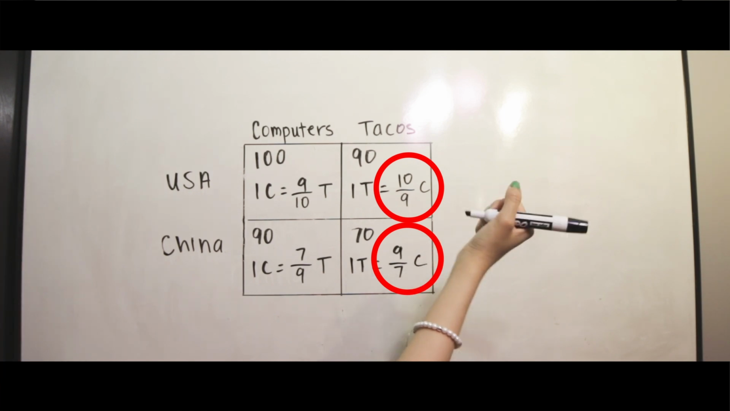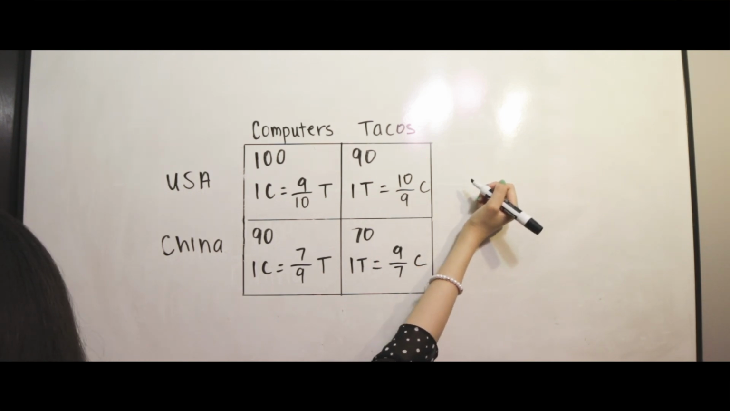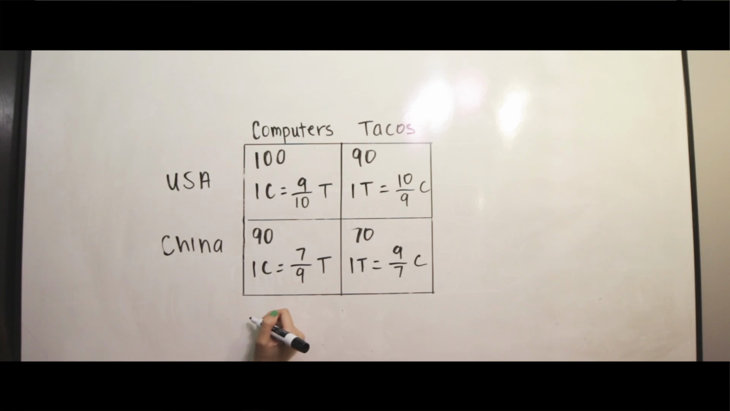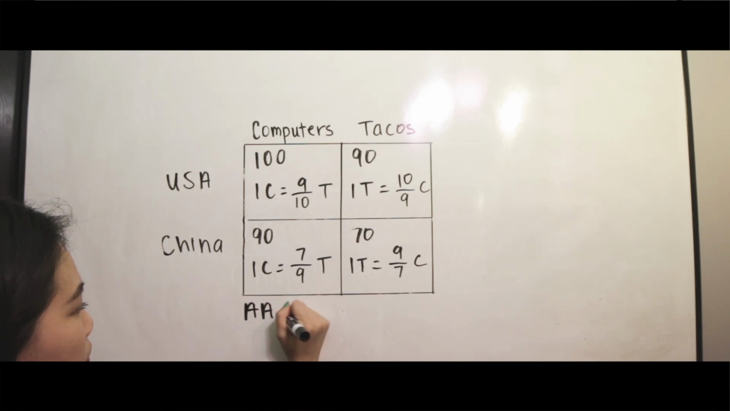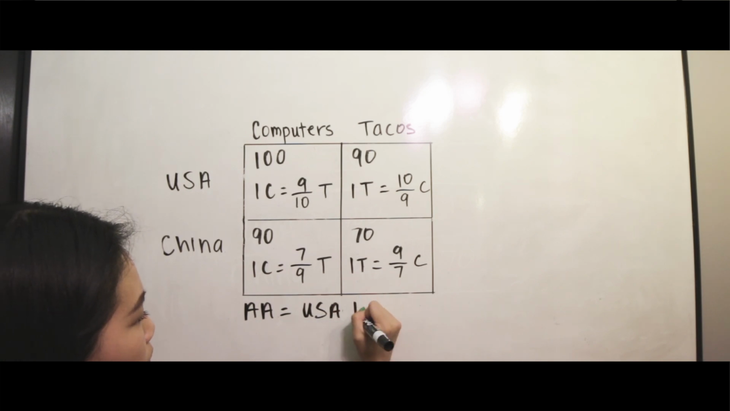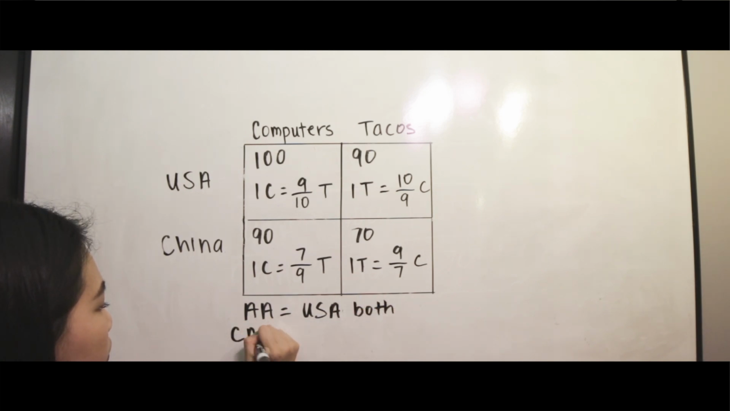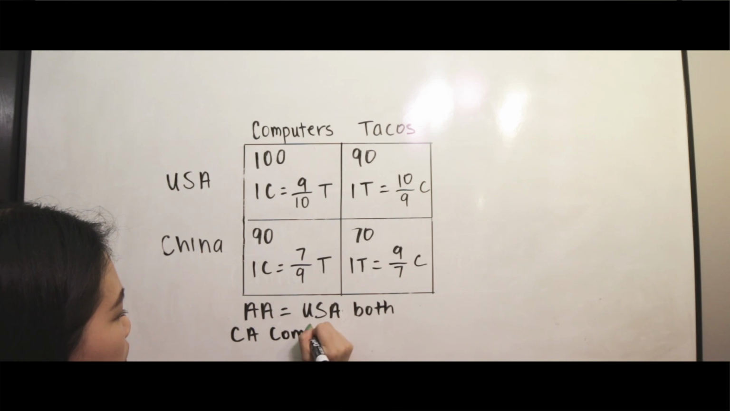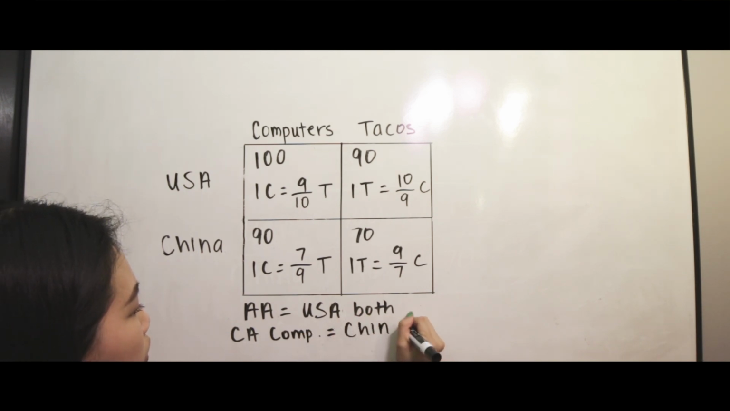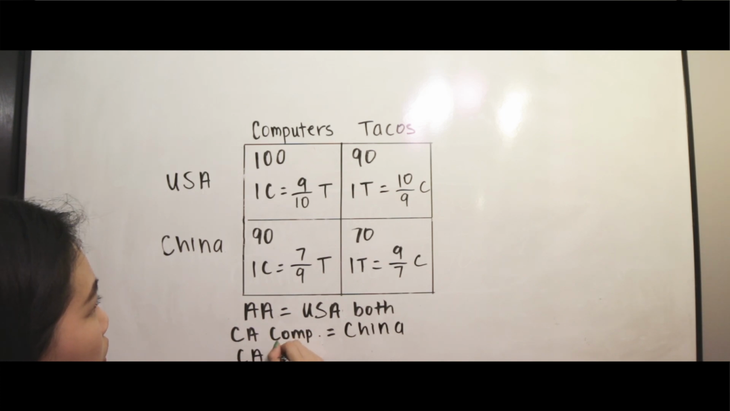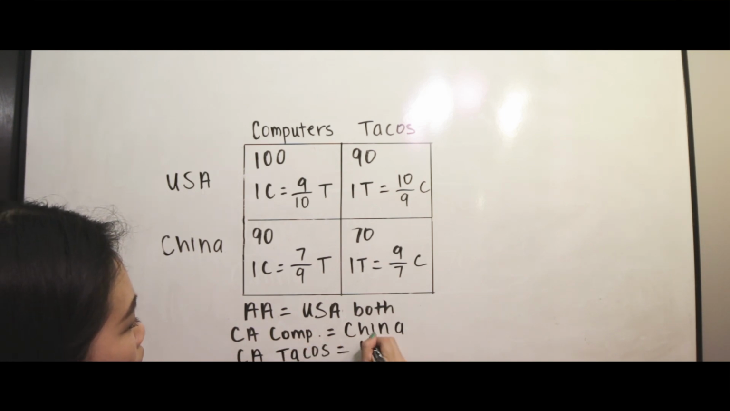Since absolute advantage refers to the quantity of goods produced, we can see that the United States has absolute advantage in both computers and tacos. And for comparative advantage, we're looking at the per unit cost that we just calculated. In this case, China has comparative advantage in computers, and the United States has comparative advantage in tacos.